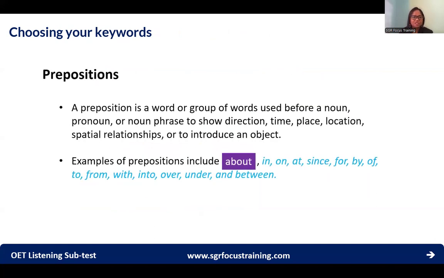So a preposition is a word or a group of words used before a noun, a pronoun, a noun phrase, etc. Examples of other prepositions include in, on, at, over, under, and between. When you understand prepositions, you understand which answer option we should listen to.